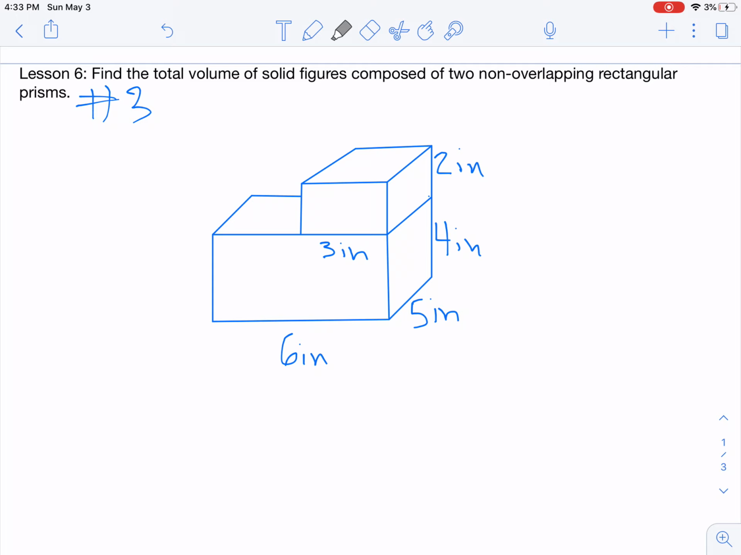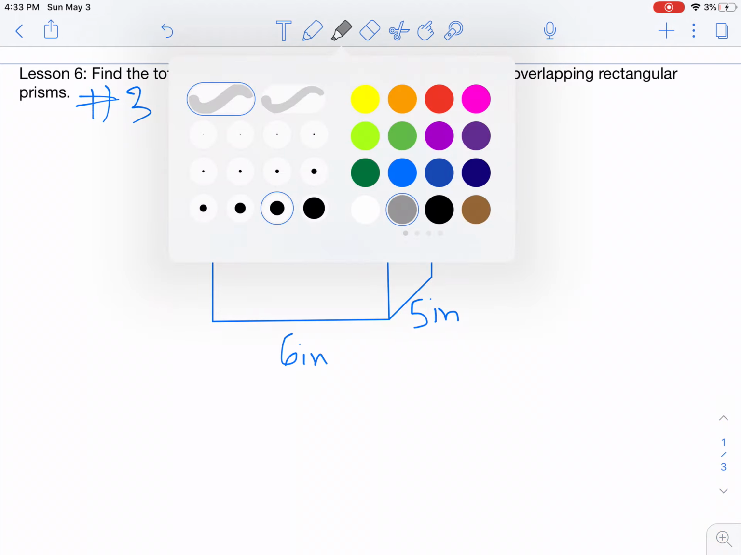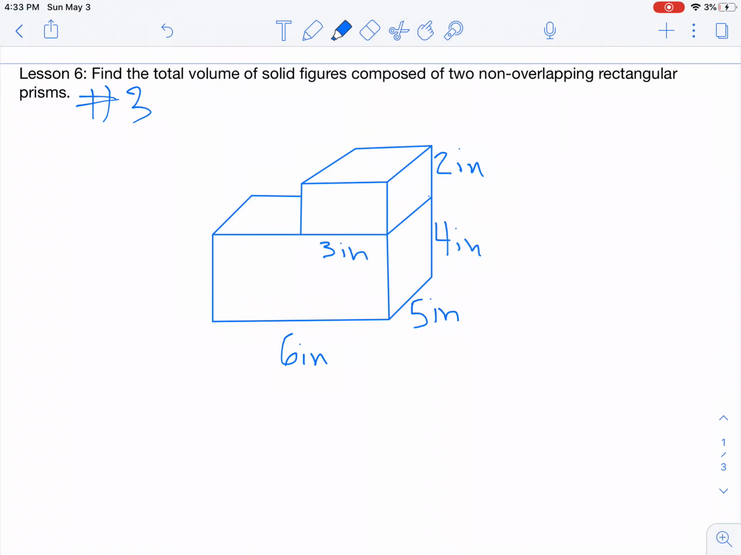Okay, so the first thing we're going to do is find the volume of the bottom box, like I just told you. The volume of the bottom box, we're going to write in blue. So we have 6 times 5 times 4. Length times width times height. So 6 times 5 is 30, times 4 is 120.